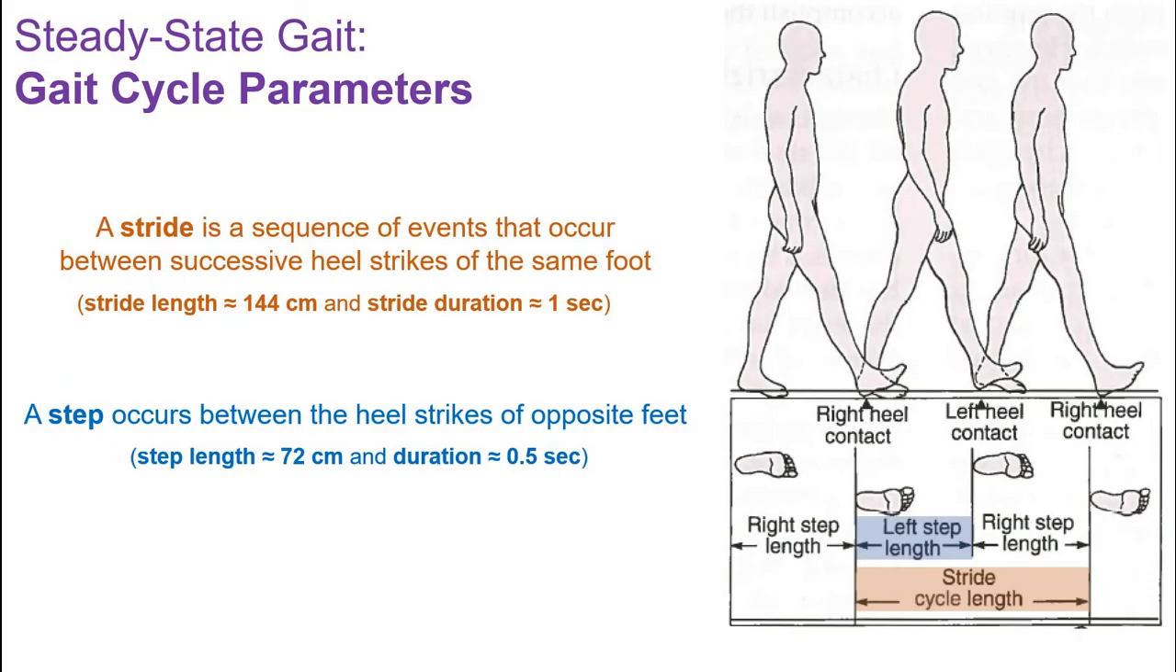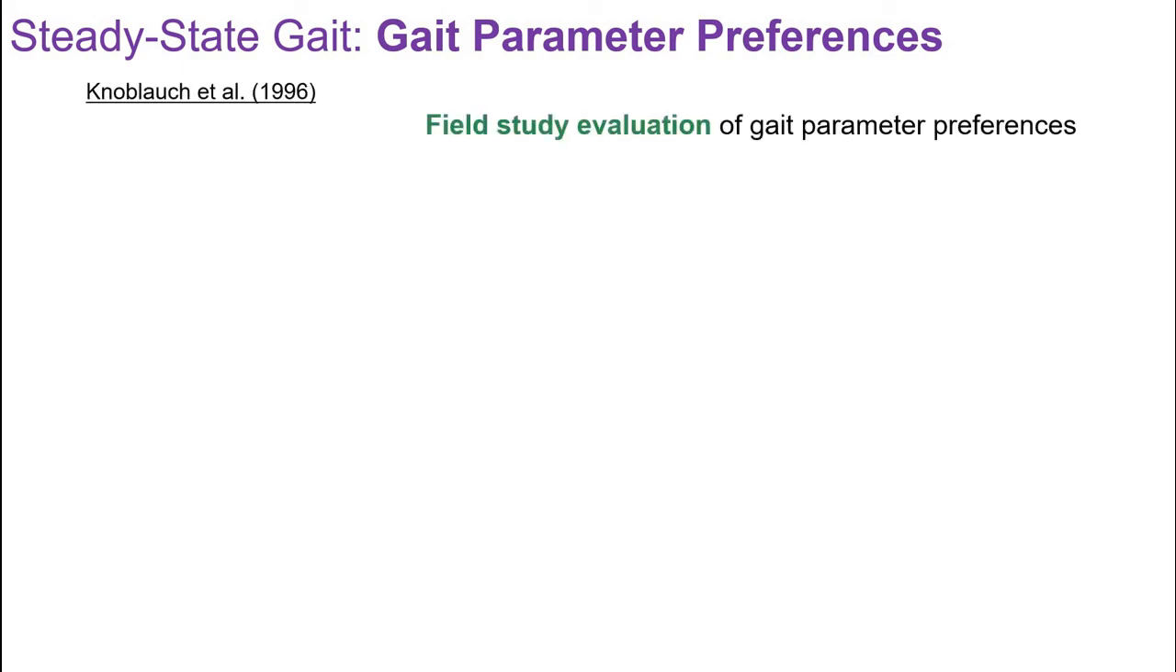Last semester, we reviewed some of the laboratory-based evaluations of gait cycle parameters. This research suggests that the average stride length is approximately 144 centimeters, and the average stride duration is about 1 second. The data on gait cycle parameters that we reviewed last semester were based upon assessments that were performed within the controlled environment of a laboratory. Consistent with the systems approach, field studies have revealed how gait parameter preferences can be affected by changes in the naturally occurring context of constraints.